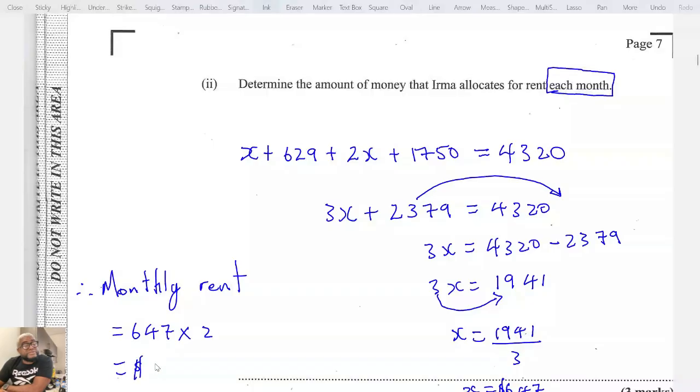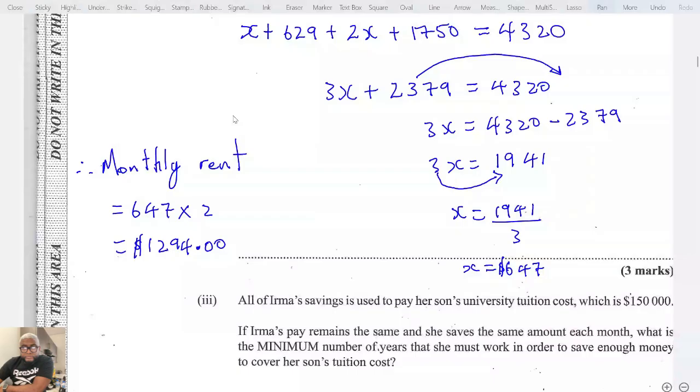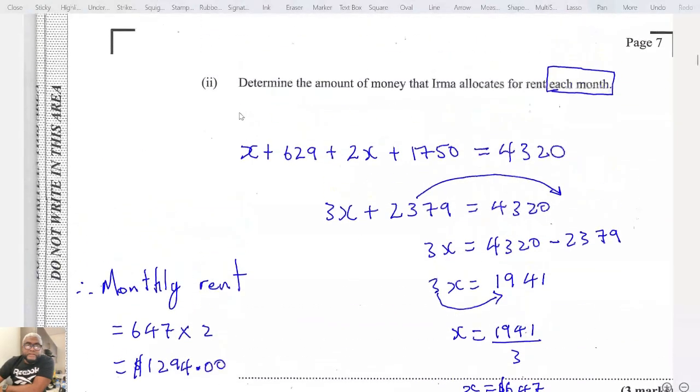Come on, you know how much this is. 1294. Right? That's how much it's going to be. So is question 1 done? No. Still have things to do. So those who have to copy it.